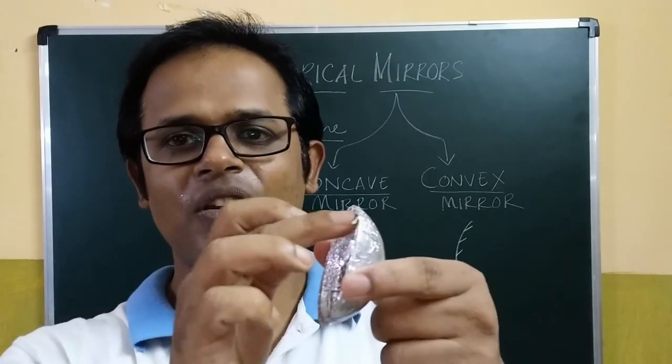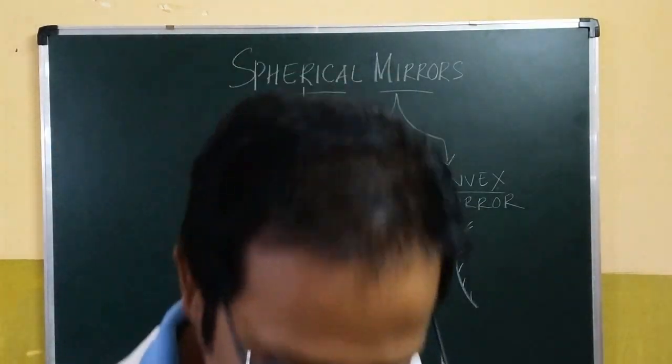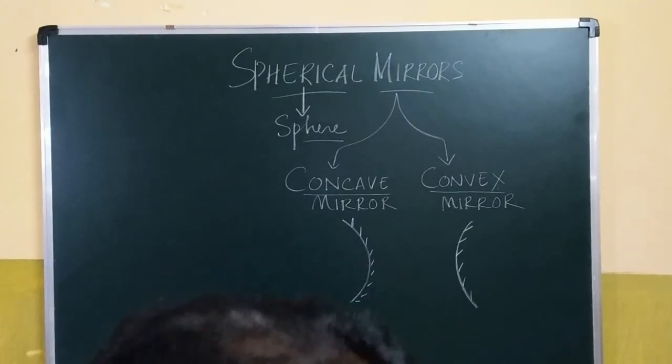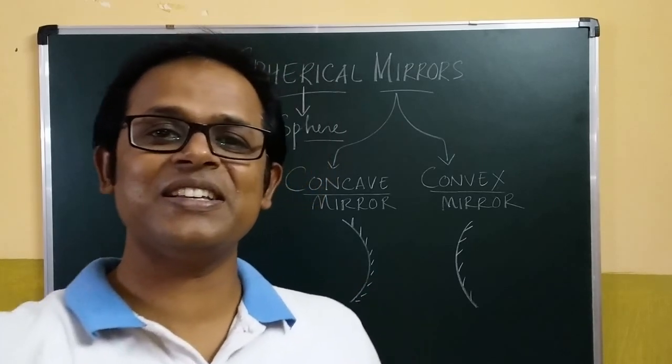Convex and concave. I think till here I'm pretty clear to you how to differentiate between concave and convex mirrors. Am I clear till here, students?